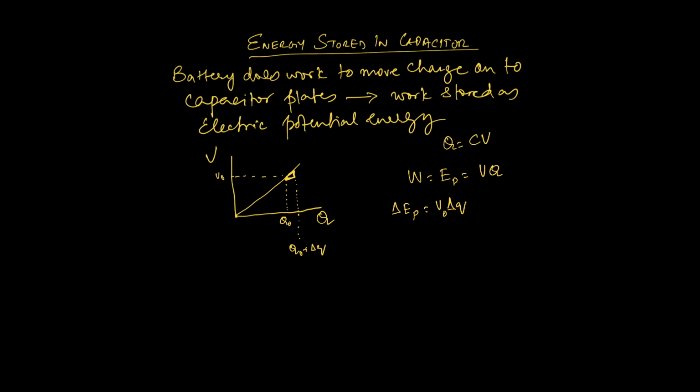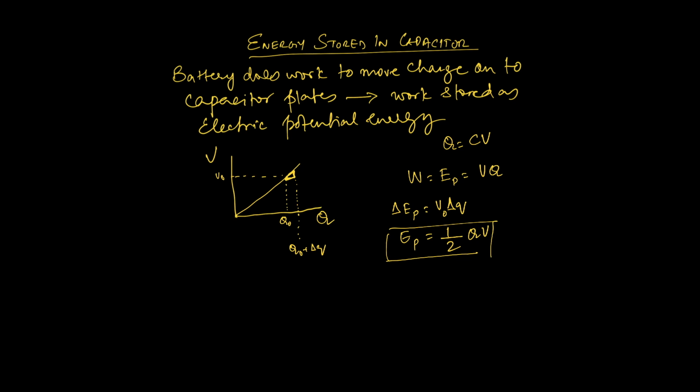As a result of this, we can say that EP is equal to half times QV. That is the equation you want to go forward with. This is the expression for the energy transferred from a battery in charging the capacitor. This is electric potential energy, and it gets released when the capacitor is discharged.